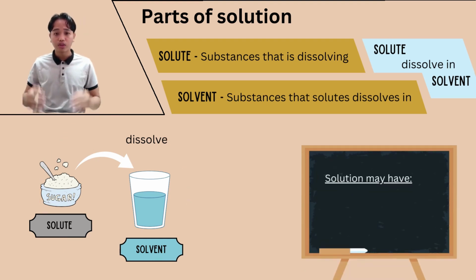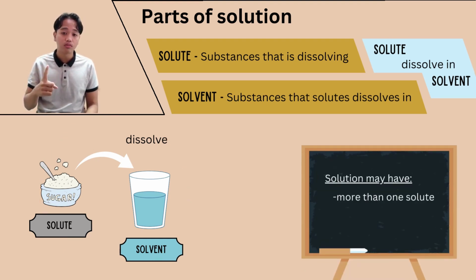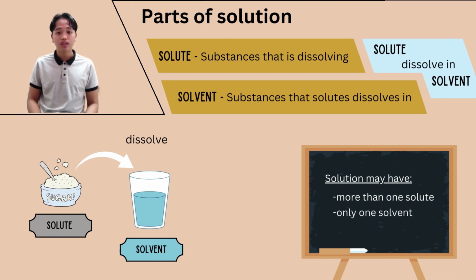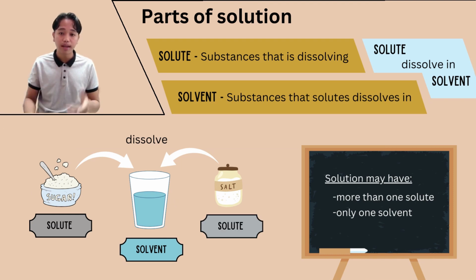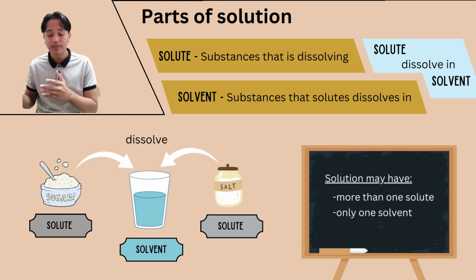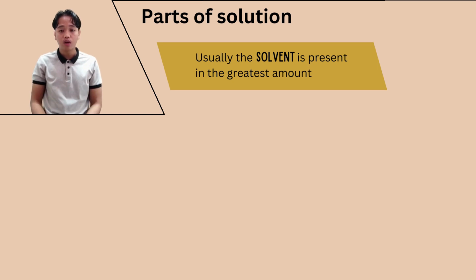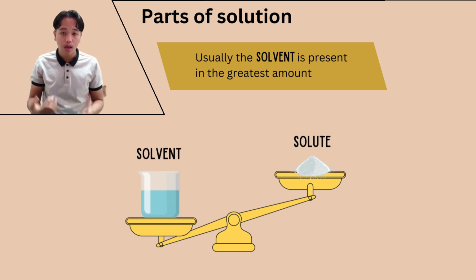Now, a solution can have more than one solute, but can only have one solvent. For instance, let's say that we take some salt and dissolve some of that in this solution. The salt will become a solute along with the sugar, but the solvent still will be just the water. So, the solutes will dissolve in the solvent. Now, to add a little bit more, the solvent is usually the substance that is present in the greatest amount, and the solute is what we have less of. But there is always an exception.